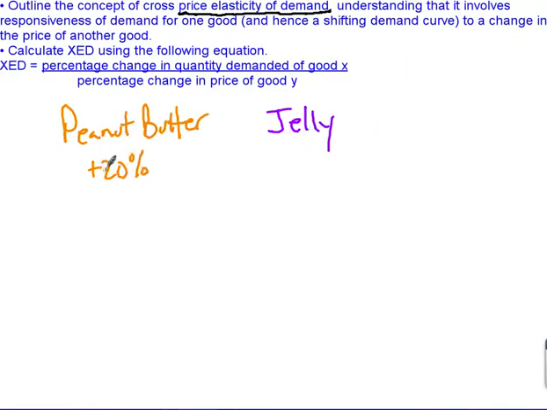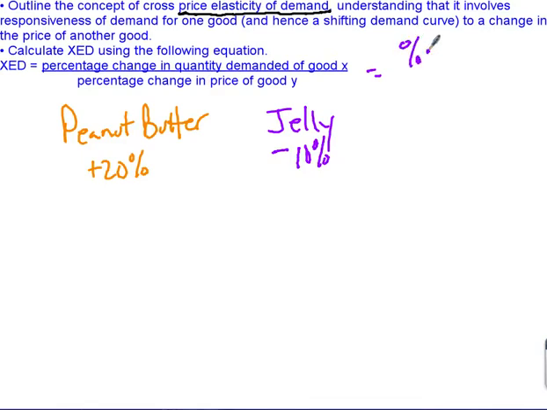So let's say the price of peanut butter goes up by 20%, we would expect the quantity demanded for jelly to actually go down. Let's say it goes down by 10%, because people are still going to eat jelly on toast without peanut butter, so there's still a market for jelly without peanut butter. But how would we calculate this? Up here, this is the formula that you would use.